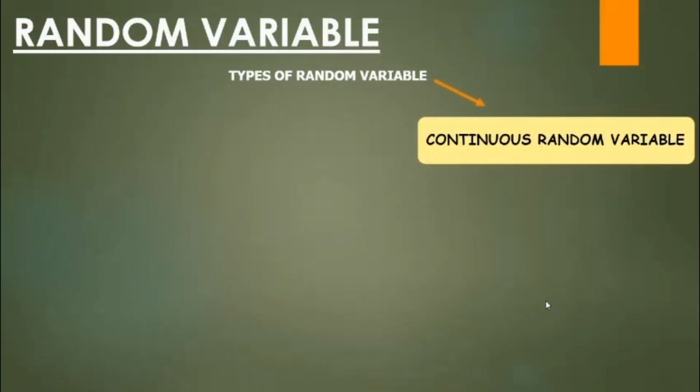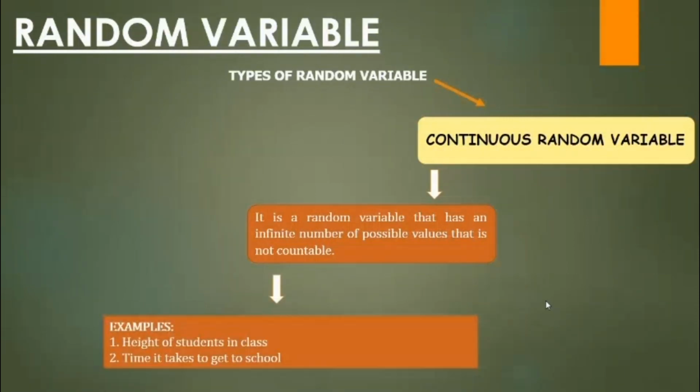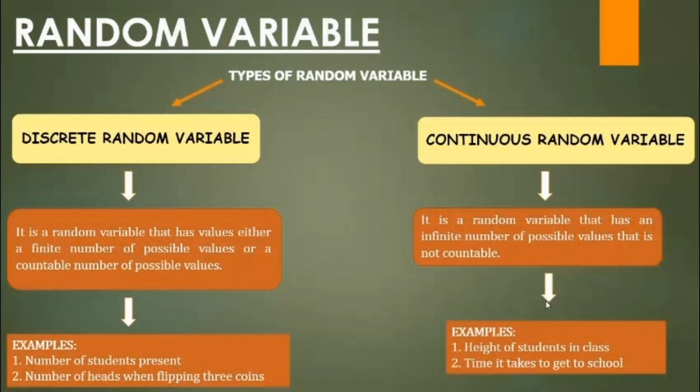Next, we have the continuous random variable. What do we mean by that? It is a random variable that has an infinite number of possible values that is not countable. So the examples of continuous random variable are height of students in class and time it takes to get to school. So here is the summary for types of random variable.